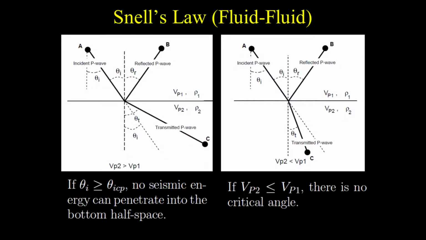Note that if the incident angle is greater than or equal to the critical angle, then no seismic energy can penetrate into the bottom half space, and it is consequently reflected into the top half space. If the velocity of the bottom layer is less than or equal to the velocity of the top layer, there is no critical angle.